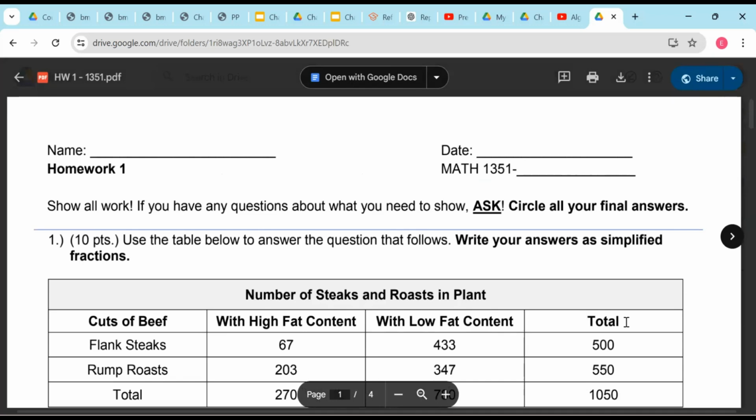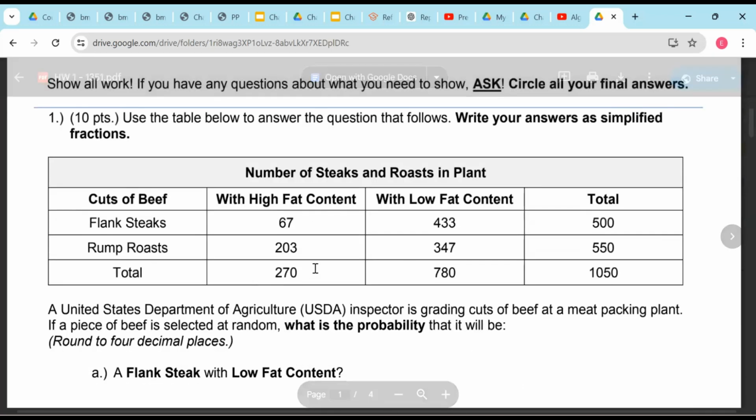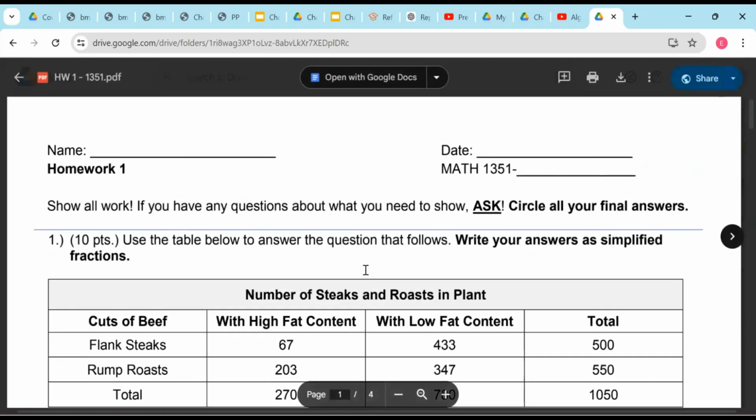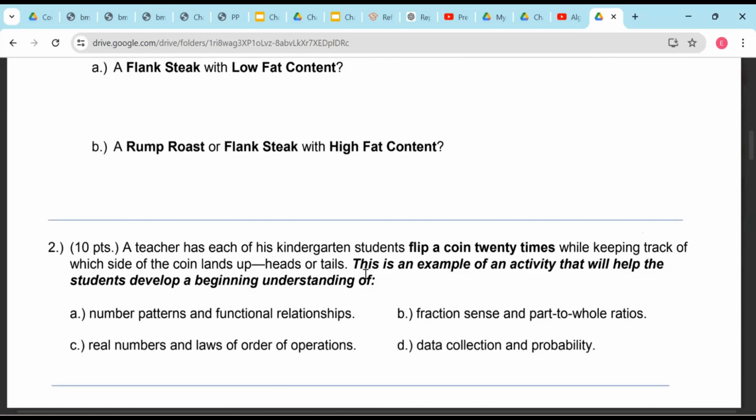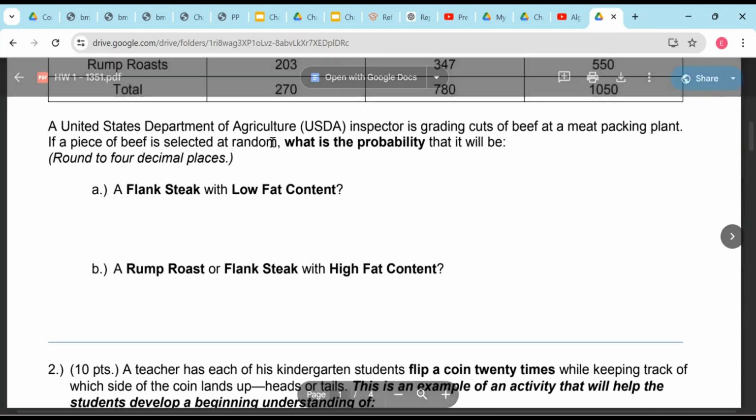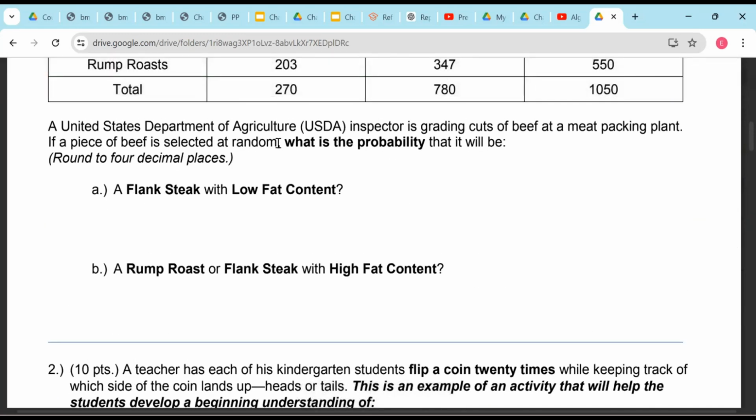So as you see on this homework one, this is for the first chapter, right? Or the class notes chapter 9. This is all about probability and statistics. And I want you to remember probability is out of the total, okay? That's what they're talking about.